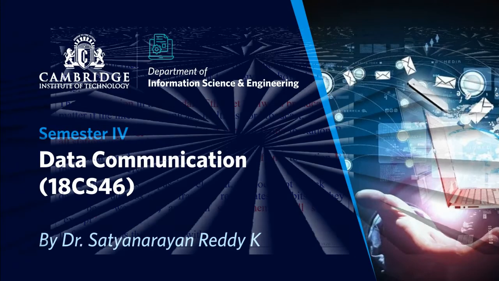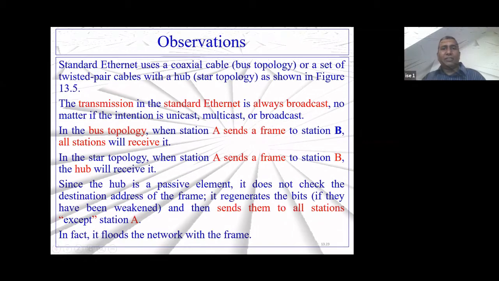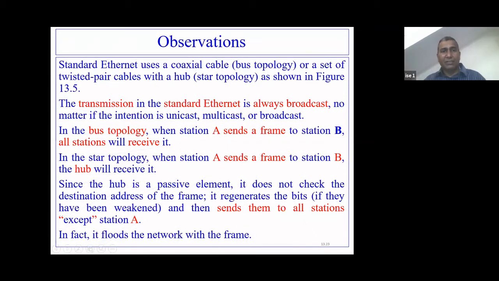Now, which type of cables are used by the standard Ethernet? So standard Ethernet basically uses coaxial cable, called a bus topology, or a set of twisted pair cable. Twisted pair cable is called TPC, right? And sometimes we have UTP also, unshielded twisted pair.